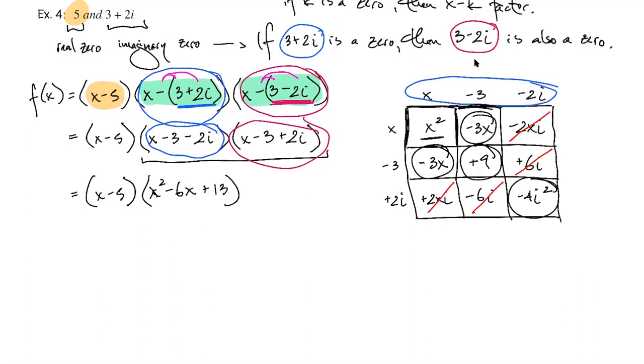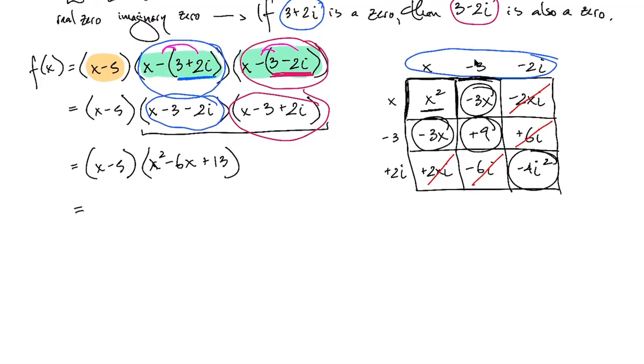Okay. Now you can simplify this step however you want. If you want to distribute or FOIL or use the box method, either one is fine. But if we distributed here, we would get x cubed minus 6x squared plus 13x minus 5x squared plus 30x minus 65. And then all we need to do is clean that up, and we'll get x cubed minus 11x squared plus 43x minus 65.